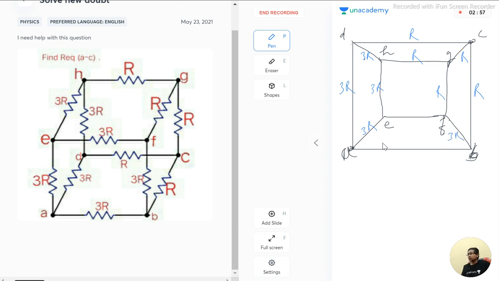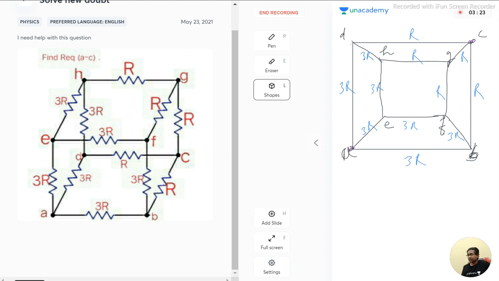Okay, so now what is the resistance between AB? 3R, and between EF, 3R. So these are all the resistances. We need to calculate between AC. So the concept is, you have to make a perpendicular to AC, so all the resistances that lie along that perpendicular line will be cancelled out.